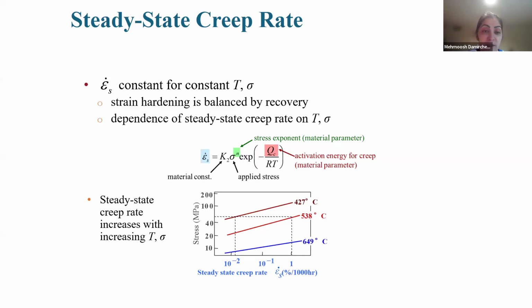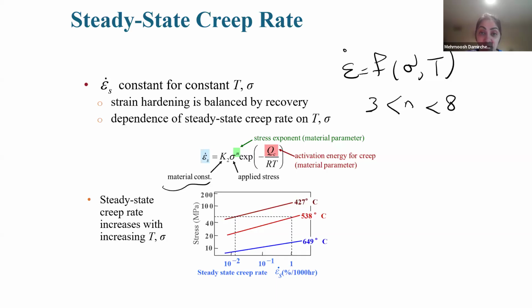Okay, so I told you that epsilon dot is a function of sigma and temperature, and this function is K2 sigma to the N, e to the minus Qc over RT. K2 is the material constant. For different materials, we have different constants. Sigma is the applied stress, which for the creep test is constant. N is the stress exponent, which, for example, is between 3 to 8 for metals.